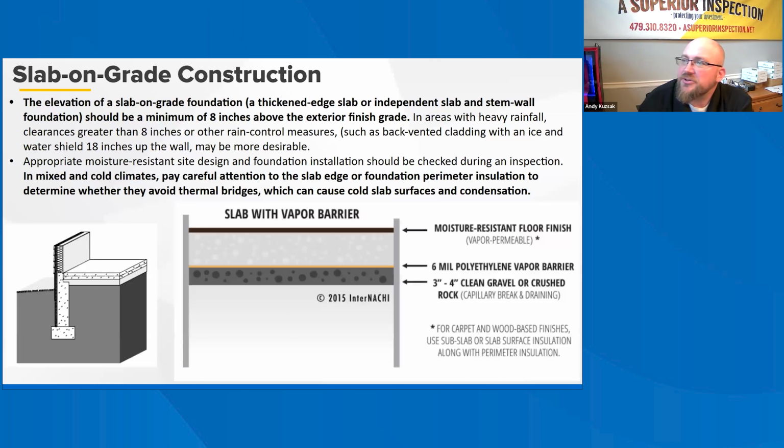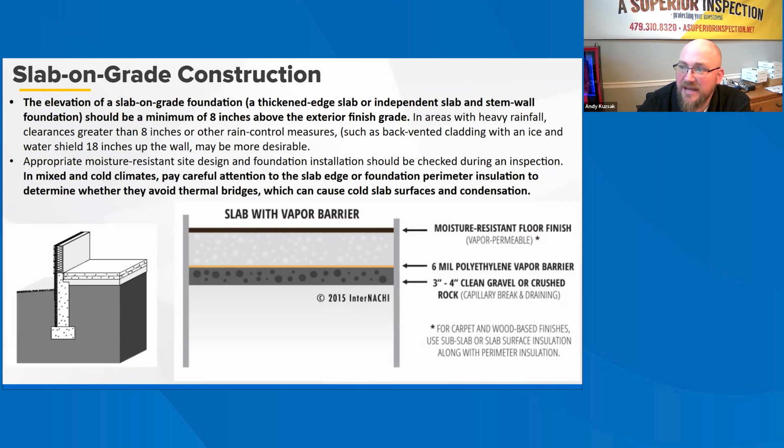Slab on grade. Construction includes thickened edge or monolithic slab foundation construction. Given their similarity, concrete or masonry stem wall foundations with an independent above grade slab floor will be discussed. Moisture resistant installations are summarized in the diagram. They are relatively simple in comparison to the requirements for basement construction. However, many of the same principles apply.